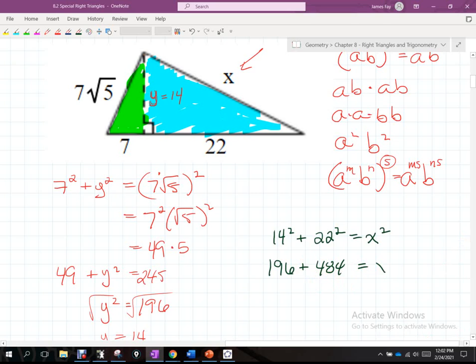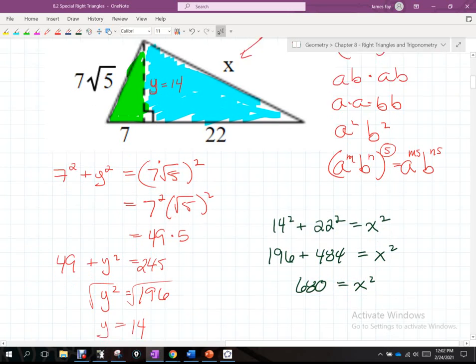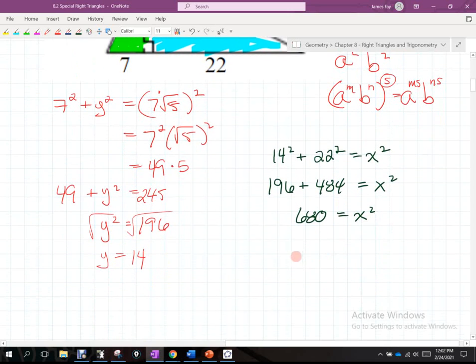44 equals x squared. So when I look at this, I see 190 plus 490. Does that make sense? Move that 6 over here and make that an even 490. So that'd be 590. So it'd be 680, right? Okay, so 680 is equal to x squared. Square root both sides. X equals the square root of 680. Okay.